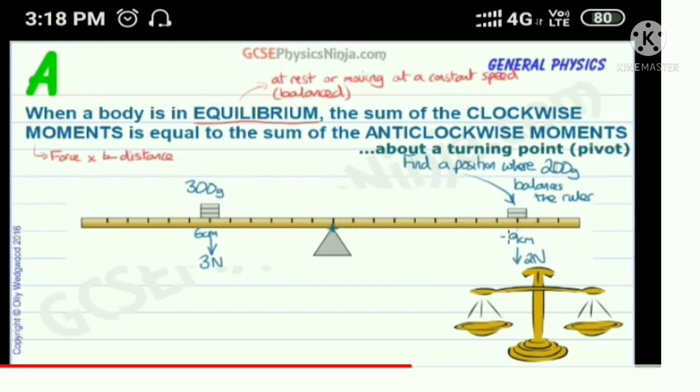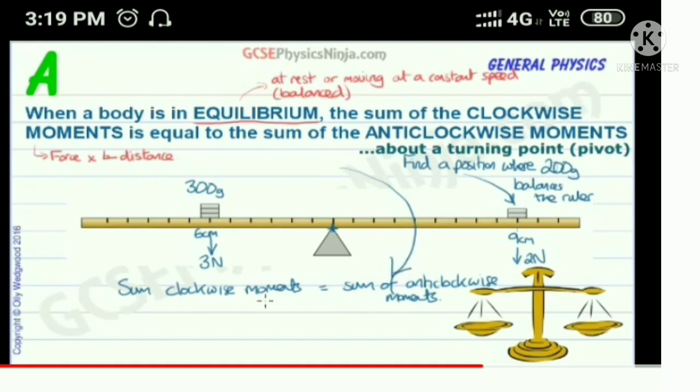Now we are going to find the moment of force. According to the principle of moments, the sum of the clockwise moments is equal to the sum of the anti-clockwise moments. First we can find the clockwise moment. Clockwise means this direction. So in the clockwise direction, what is the moment?